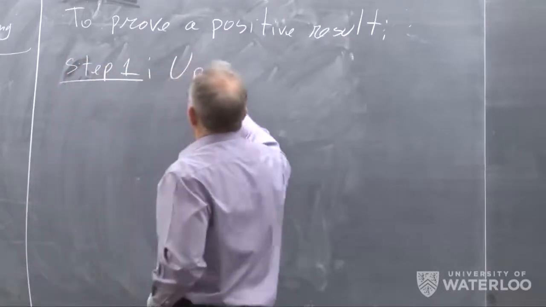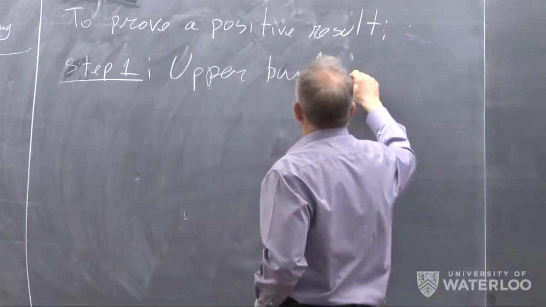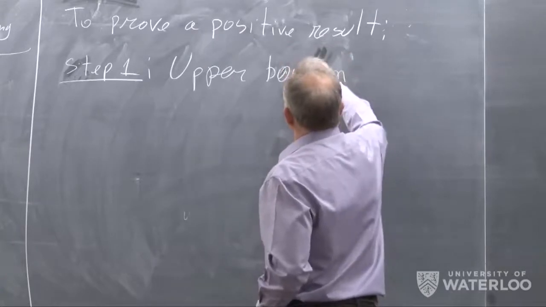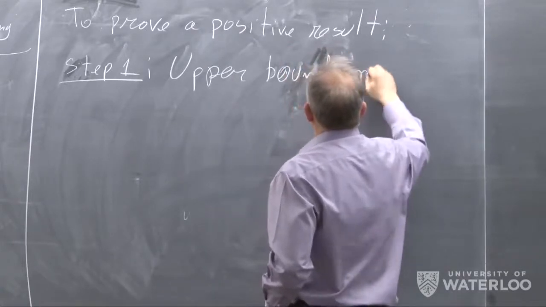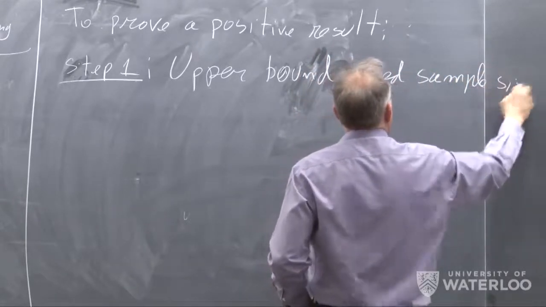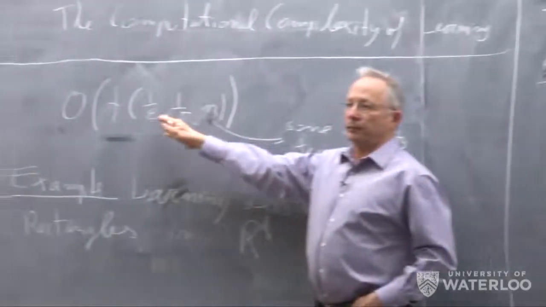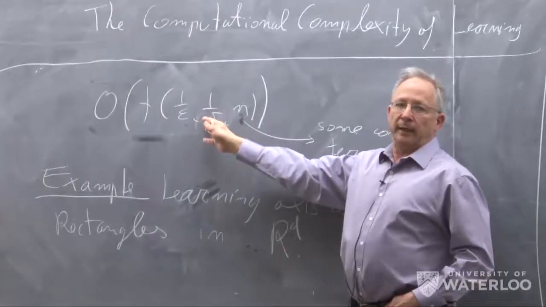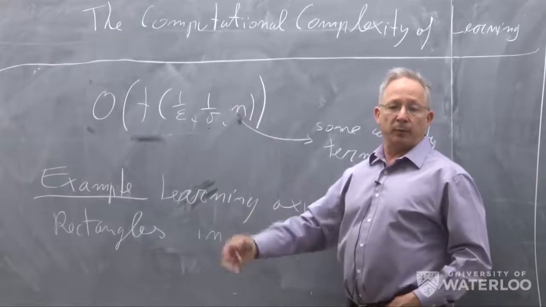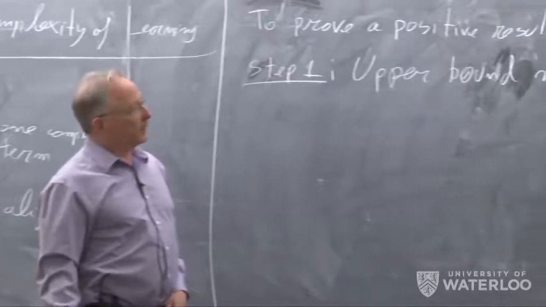Step one is to upper bound the needed sample size. You get these parameters: what is the epsilon you're shooting for, what is the delta you're shooting for, and in what space are you working? And you want to tell us how much time you will need for this learning. So the first thing, you want to upper bound the sample size.